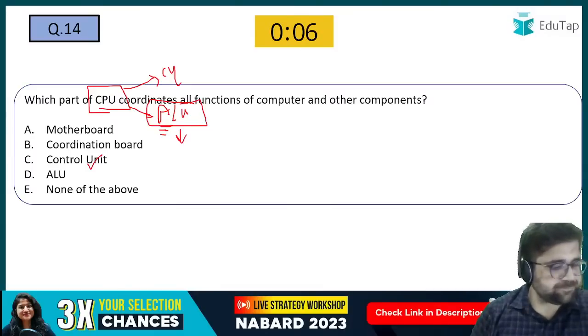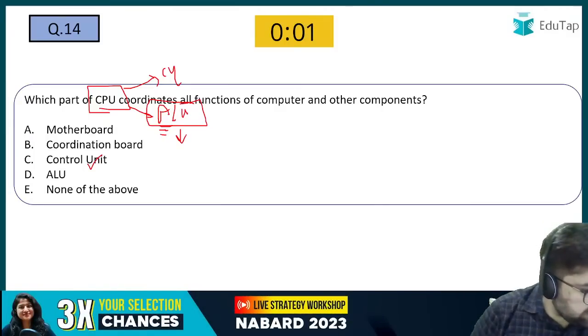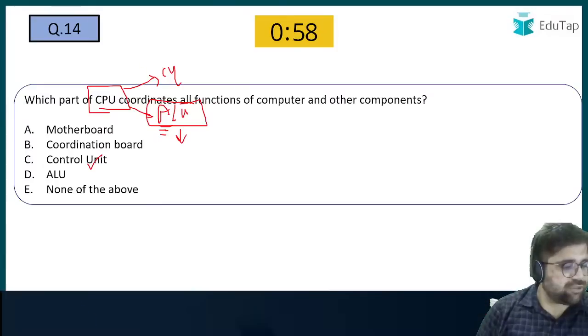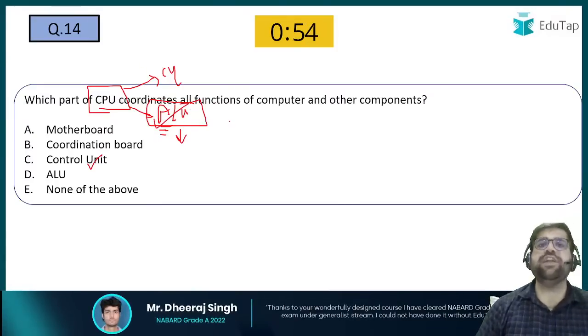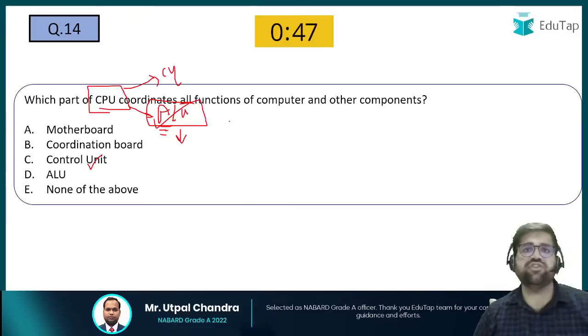Very good, Dixon. ALU stands for what? Yes, arithmetic and logical operations. Very good. ALU is that particular component which will compare numbers, and it will do all the arithmetical calculations like plus, minus, so on and so forth.